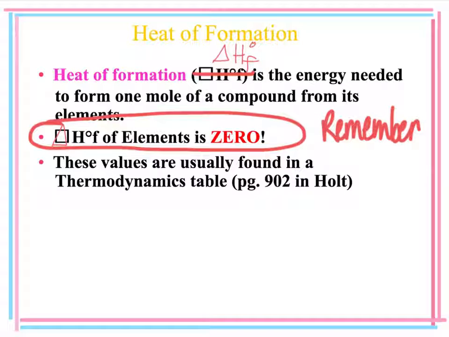And one of the things that we have to remember is that delta H of the elements is actually 0. And these values we can find in a table, or in class most of the time we'll just give you these values. But remember that if it's a pure element and it's in its elemental state, then the delta H for that element is 0. And the other thing we want to make sure we remember is that heat of formation is always to form 1 mole of a compound, 1 mole only.